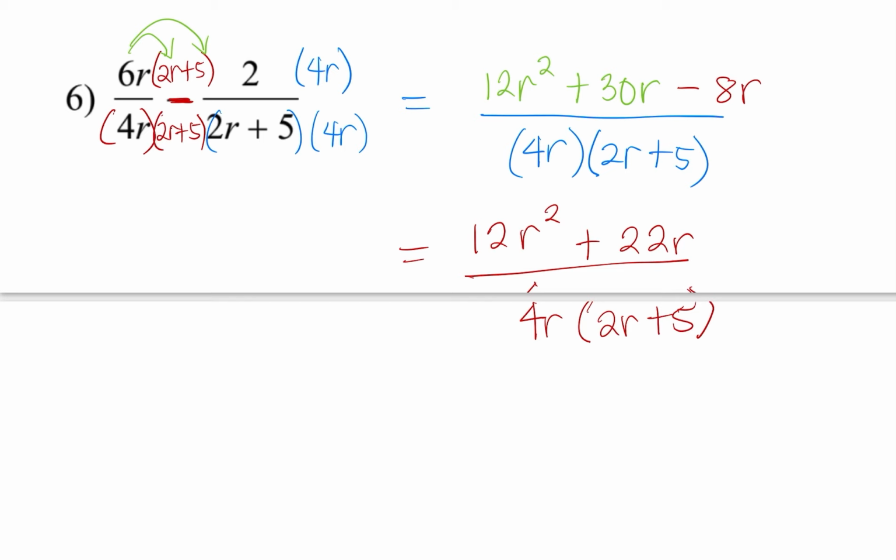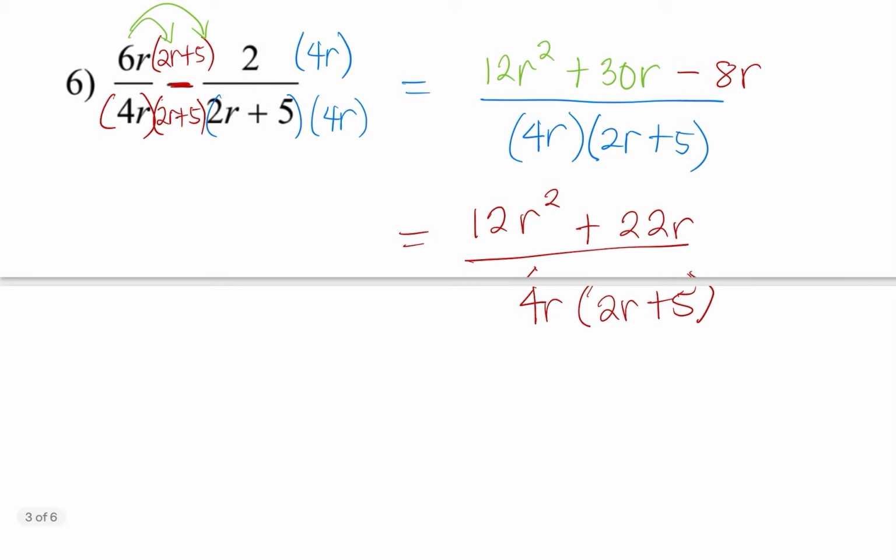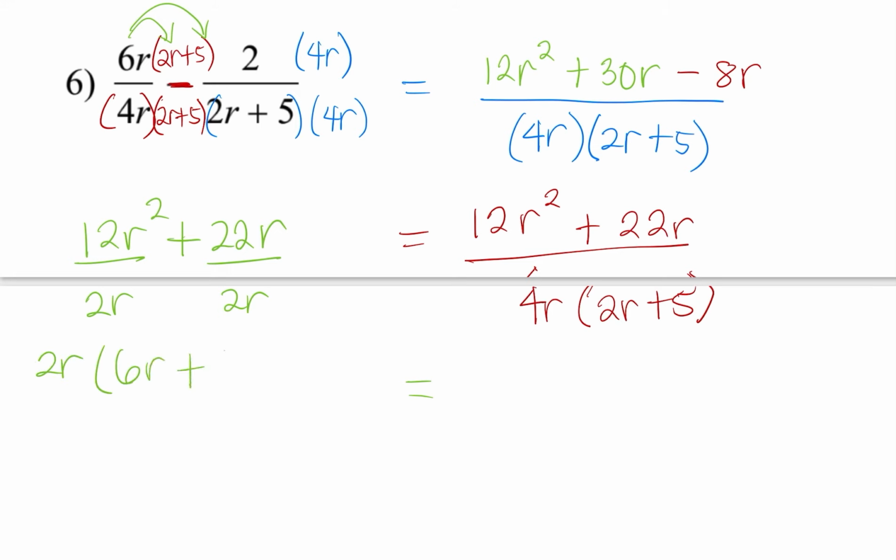All right, so if we are looking at the denominator, check the denominator. The numerator. We have a common factor, and that common factor is 2r. So if we are going to take out the common factor, which is 2r, we divide this with 2r and divide this by 2r. That would leave us with 6r plus 11. So that will turn out to be our new factored form numerator, 2r times quantity 6r plus 11.